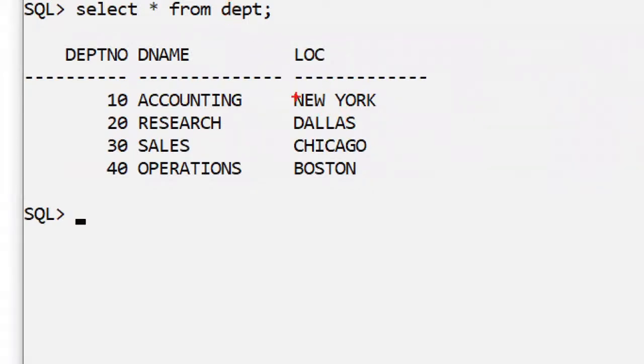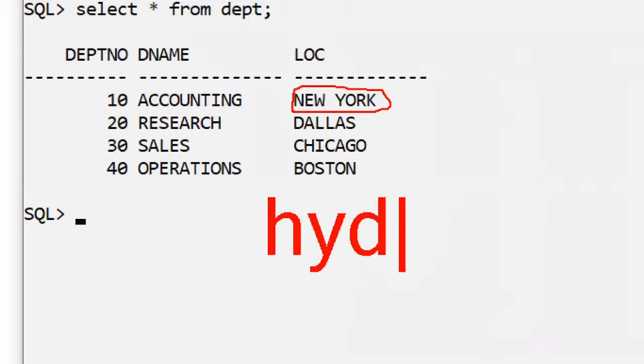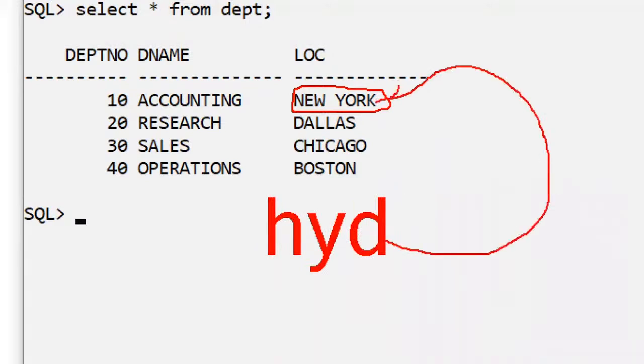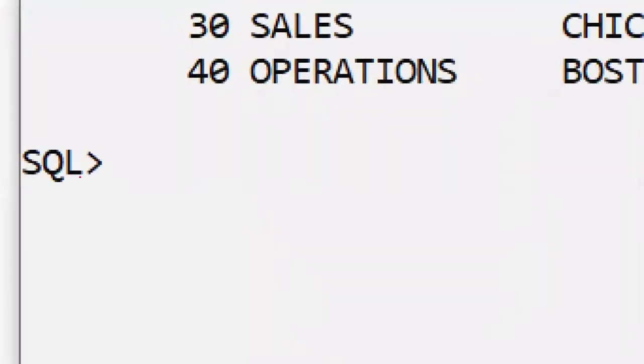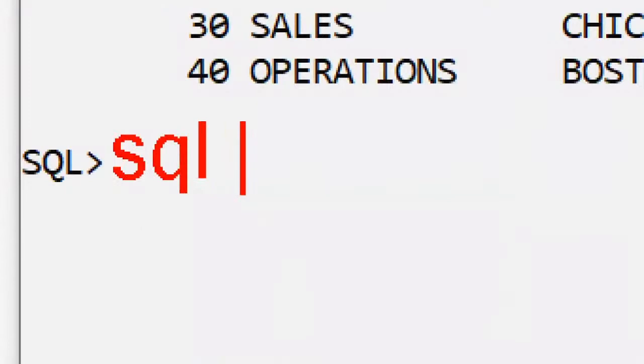Suppose this is the data. What is data, and what is information? We will learn later. Observe here, New York is a city. In my project, I want to change this New York location into Hyderabad in this relational database. How can I do it? Just at the SQL prompt, using the SQL language, which is a very easy language. I will tell you how.